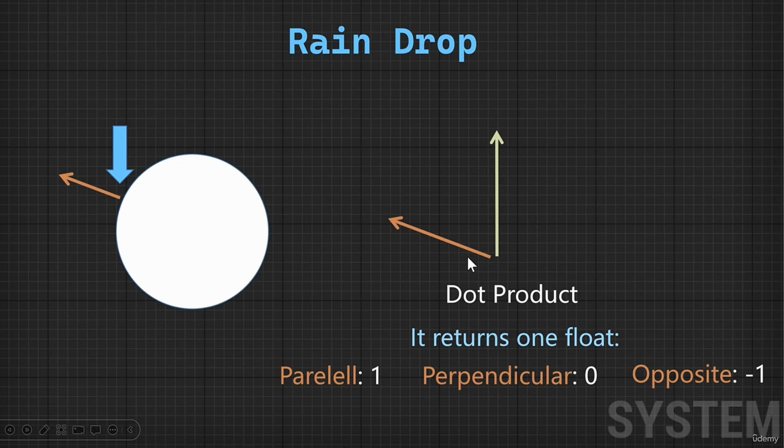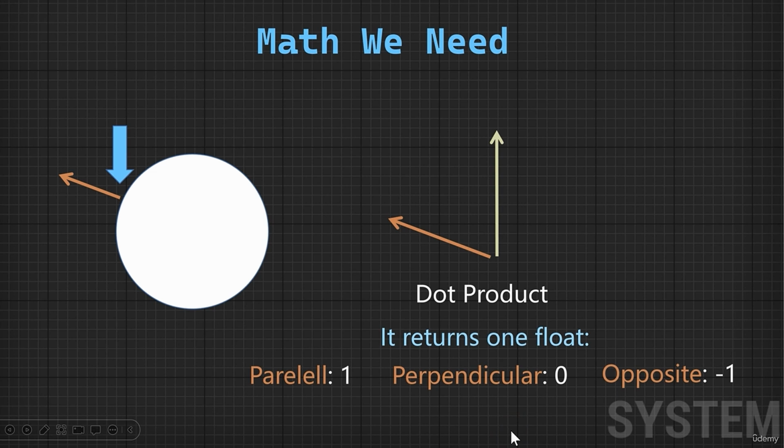So if the vector is parallel with this up vector, we'll get 1. If it's perpendicular, we'll get 0. And this vector is between this one and this one, so we should get a value between 1 and 0. And the math we need here is we can simply do an if check in here.